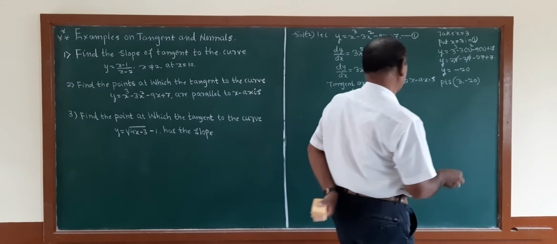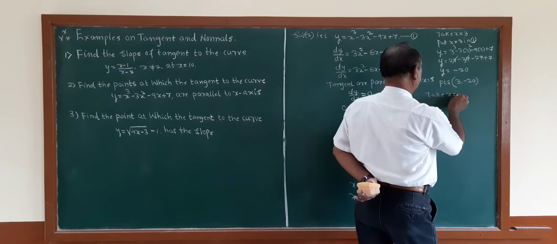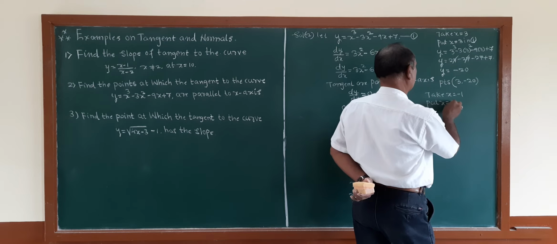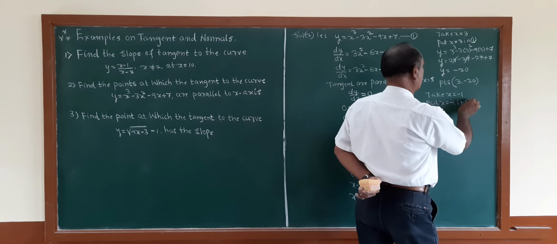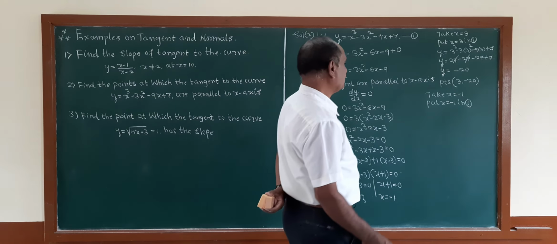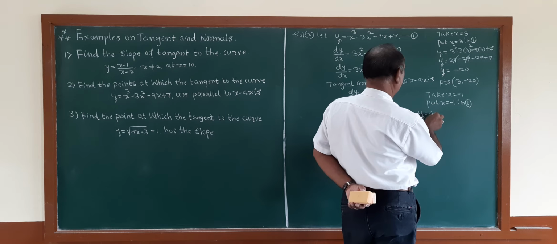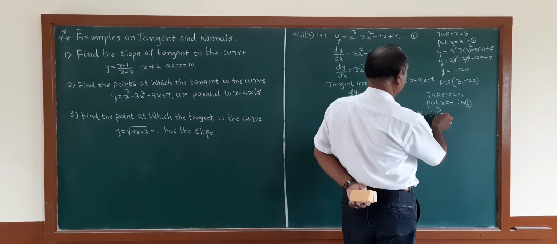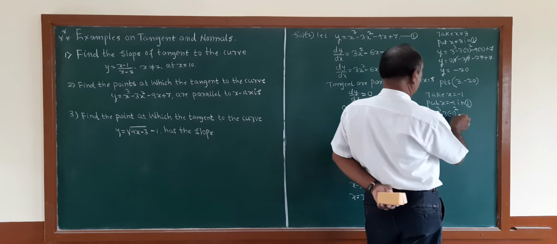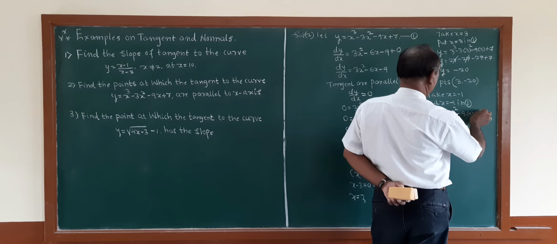Then come to the second point. Put x is equal to minus 1 in equation number 1. After putting x equal to minus 1, we get the y value. So equation number 1 implies y is equal to minus 1 bracket raised to 3, then minus 3 multiplied by minus 1 bracket squared, minus 9 multiplied by minus 1, and then plus 7.